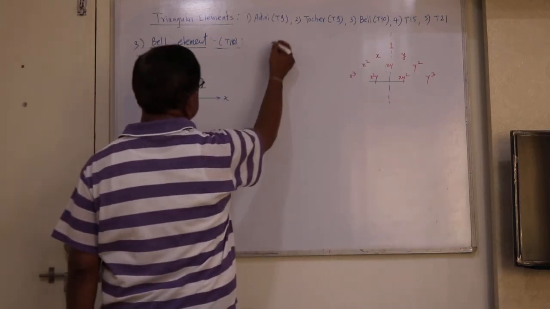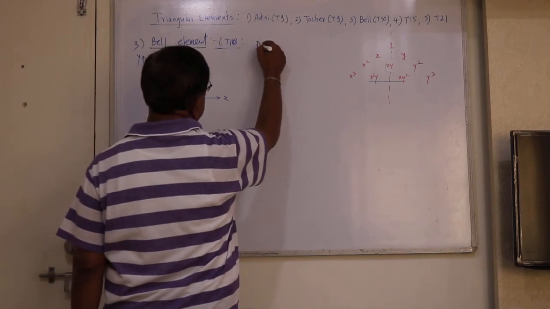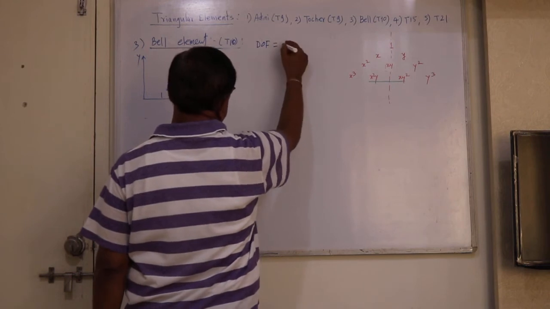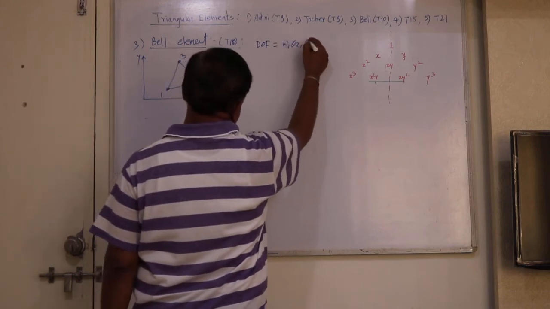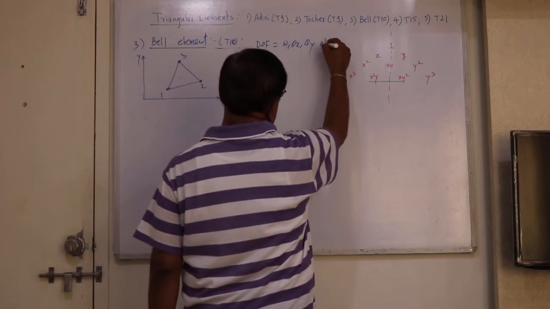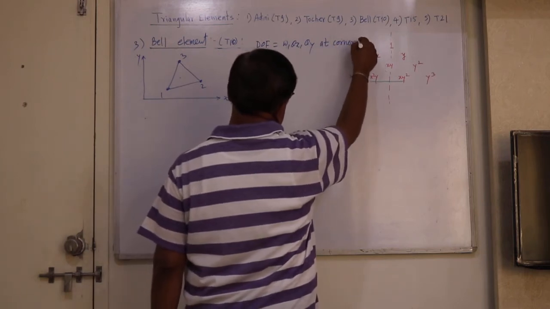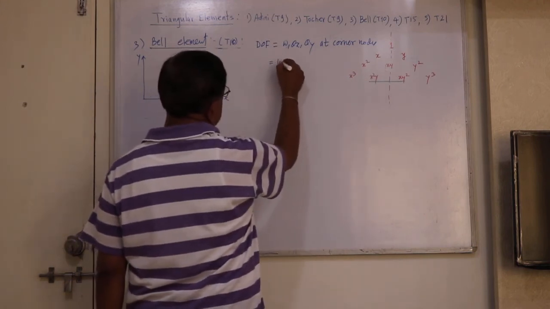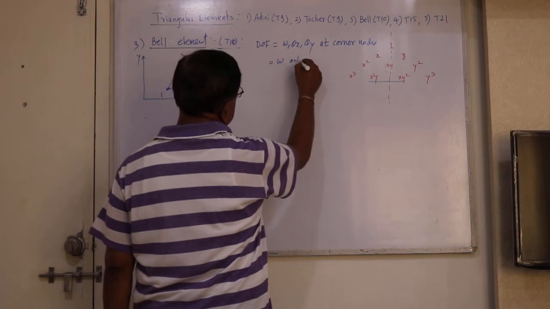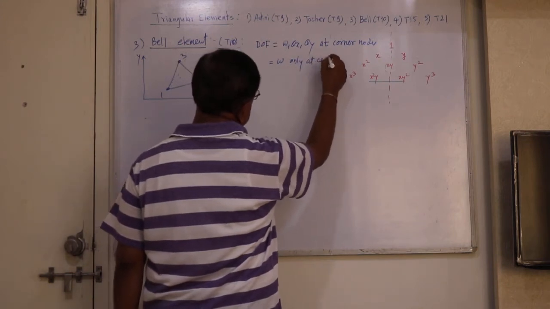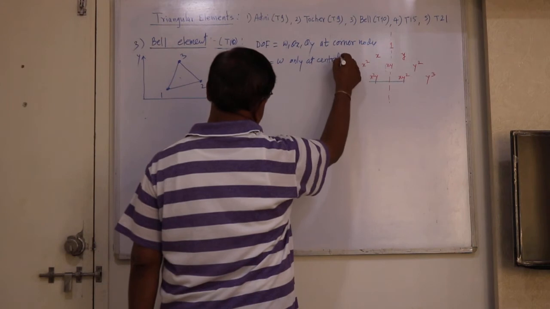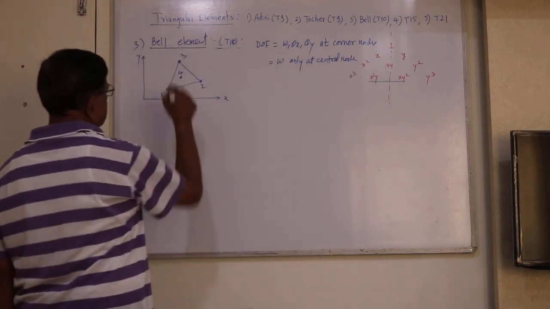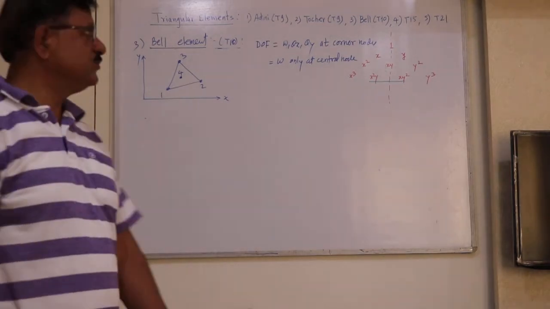Say degree of freedom equal to 3, or you can say w, theta x, theta y at corner nodes, and W only at central. So one more node is considered here. So at central node, only W is to be taken.